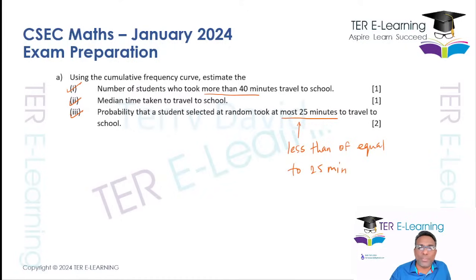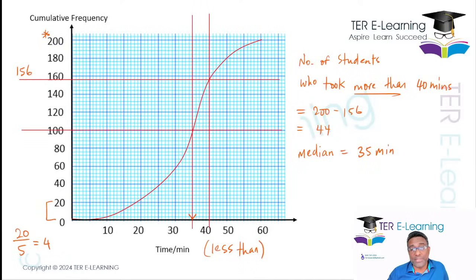So to work that part out, all you're going to do is go to the graph and read off where 25 minutes is.